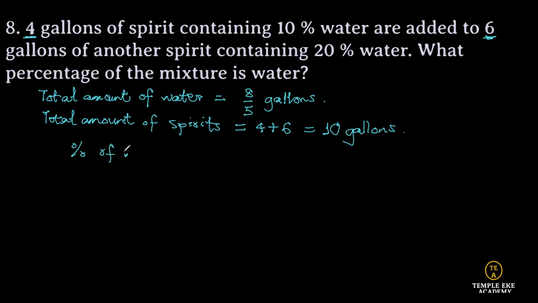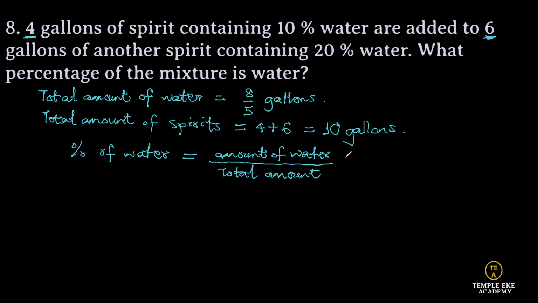Now we want the percentage of water in the mixture, and that is easily taken. Percentage of water is simply amount of water in the mixture divided by the total amount of the mixture, and now multiplied by 100. And substitution of given values, amount of water, which is 8/5, divided by total amount, 10 gallons, and then multiplied by 100.